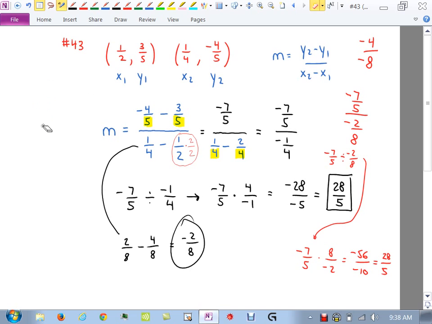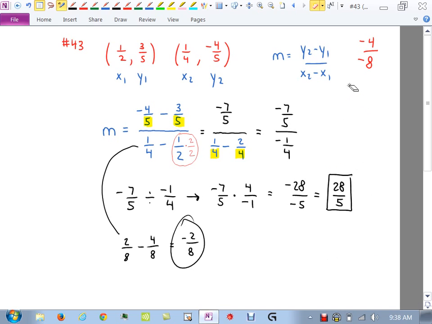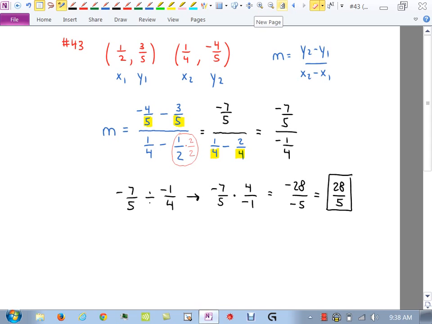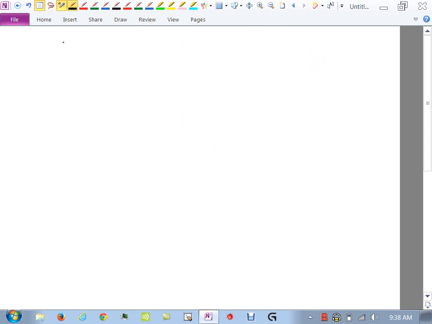Okay. I'm going to clean some of this up so it doesn't confuse people later. Okay, moving along here. Let's start 3.4 and 3.5.